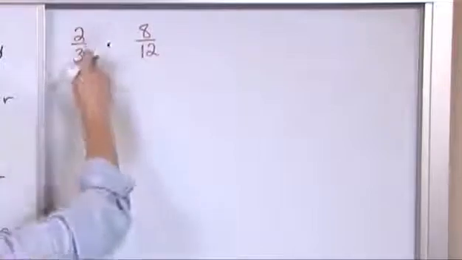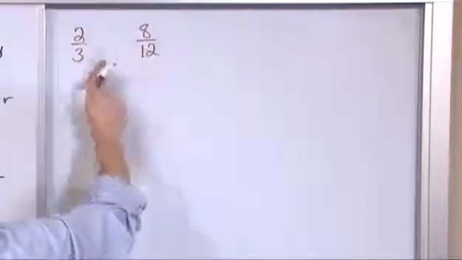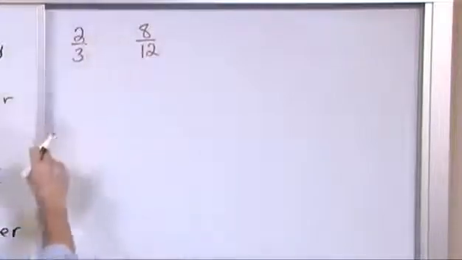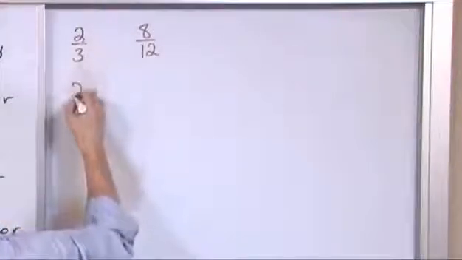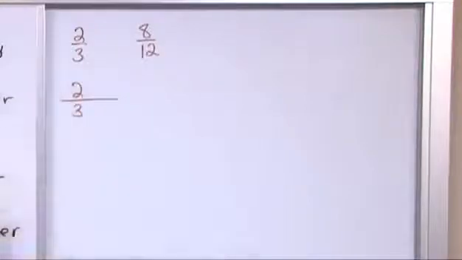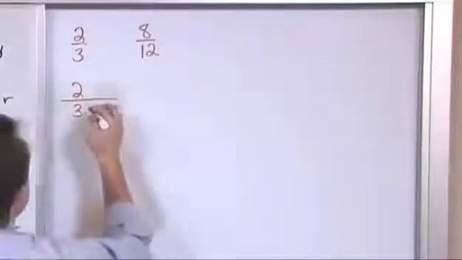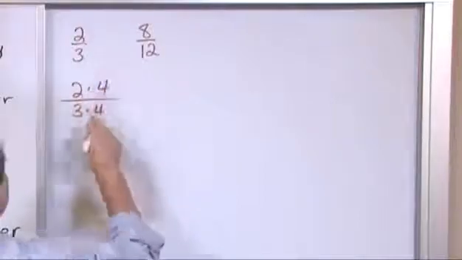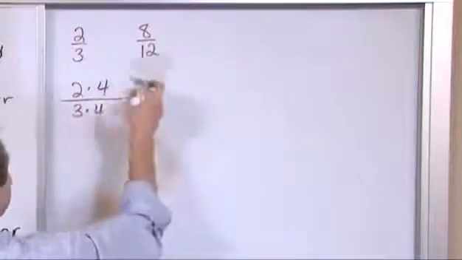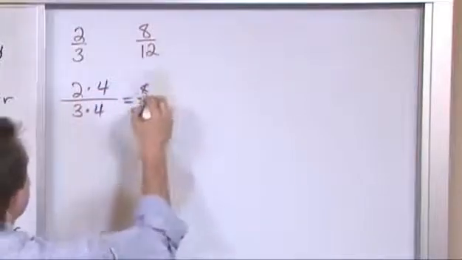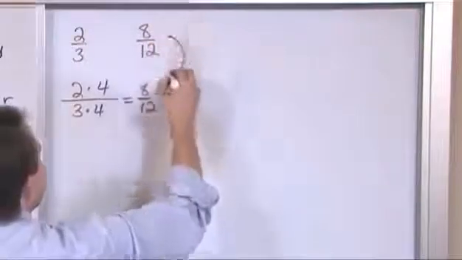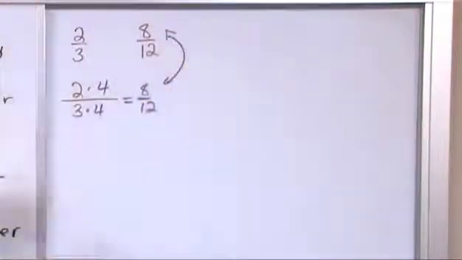The way I do that is I think I can work with this fraction because if I multiply 3 times 4, I'm going to get 12. You want to get the same denominator. So I'm going to multiply the bottom times 4. But if I do it to the bottom, I have to do it to the top, right? So 2 times 4 is 8. 3 times 4 is 12. And looky here, 8/12. That's exactly the same thing as the other fraction I was comparing it against. So yes, those two fractions are equal.